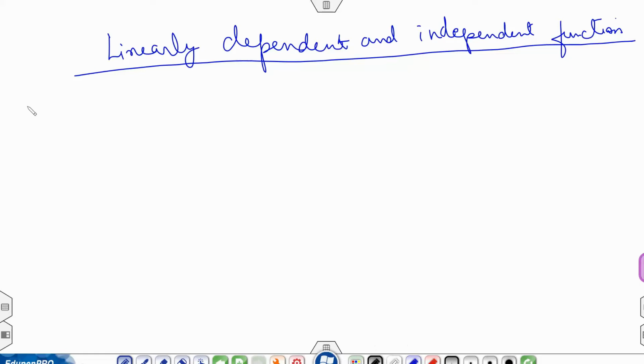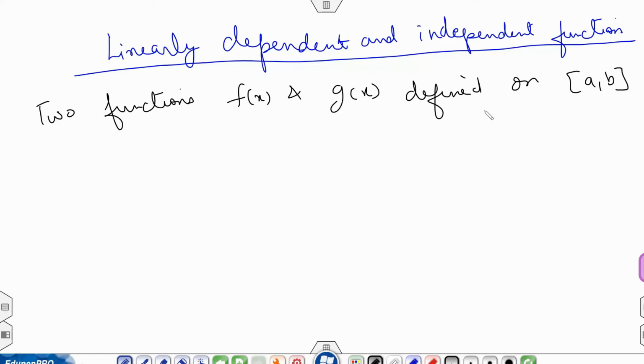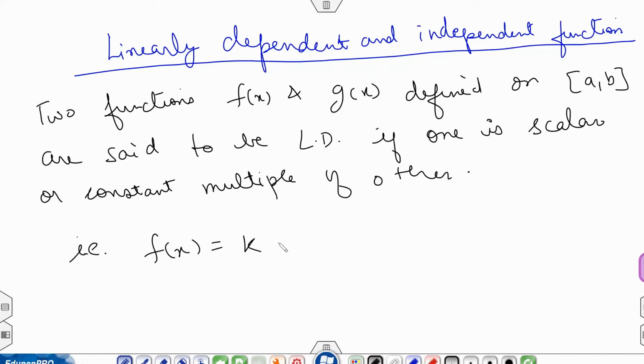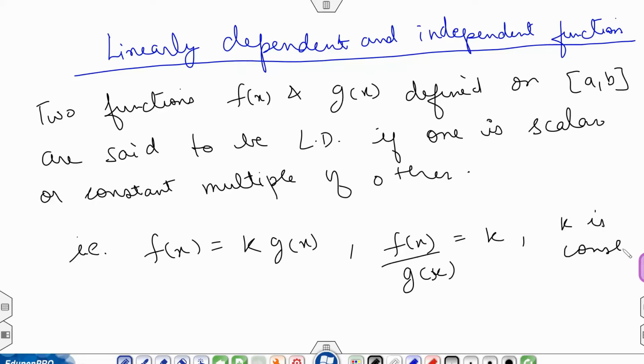We say that two functions f(x) and g(x) that are defined on the closed interval [a, b] are said to be linearly dependent if one is a scalar or constant multiple of the other. That is, if you can write one function as a scalar multiple of the other, or f(x)/g(x) is equal to some constant k, where k is a constant. Otherwise, they are called linearly independent functions. If both functions cannot be written in this form, then we say the functions are linearly independent.